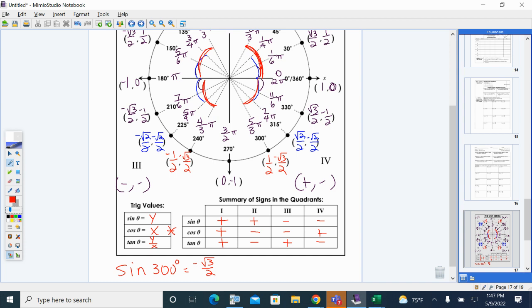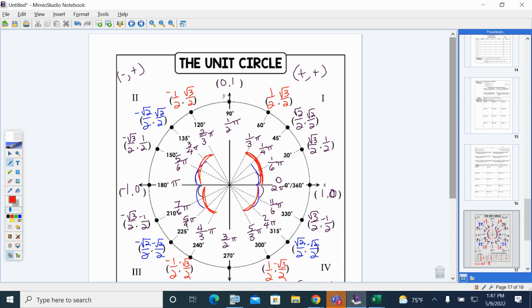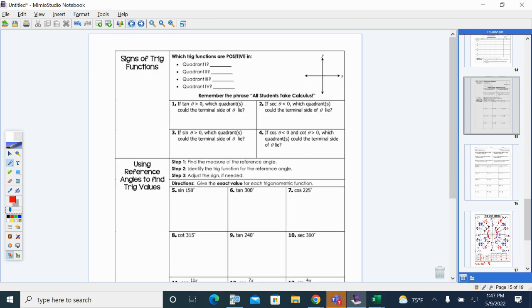So let's go back in our notes to this page. Signs of trig functions. Which trig functions are positive in quadrant 1? Well, we just saw in quadrant 1, everything is positive. So I'm going to write all.